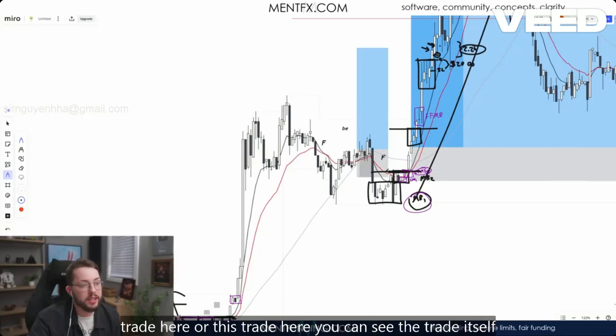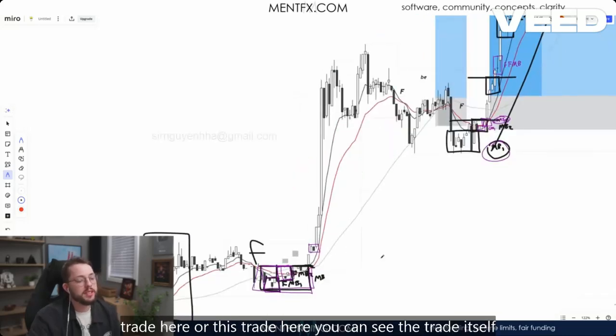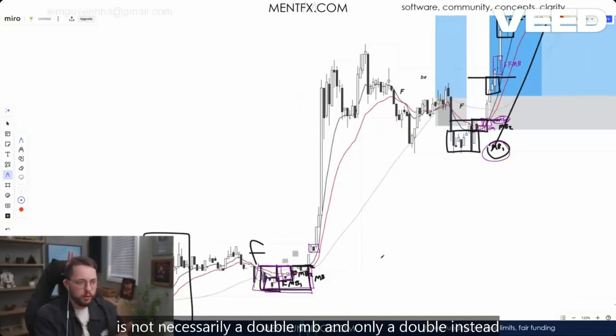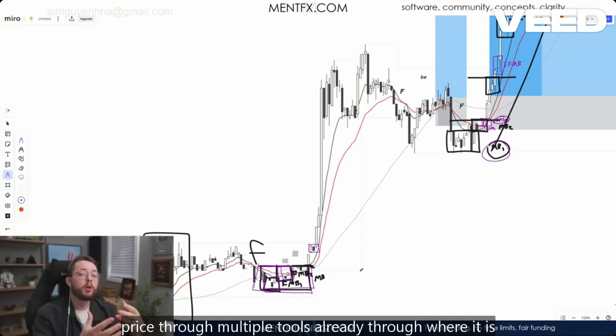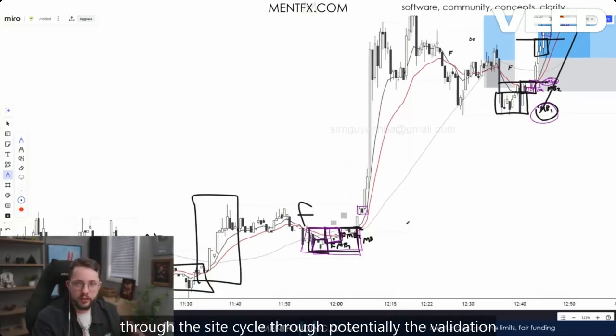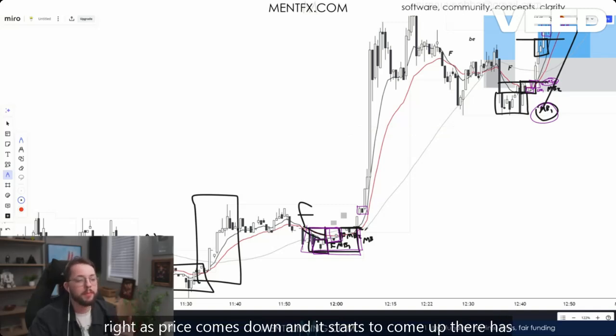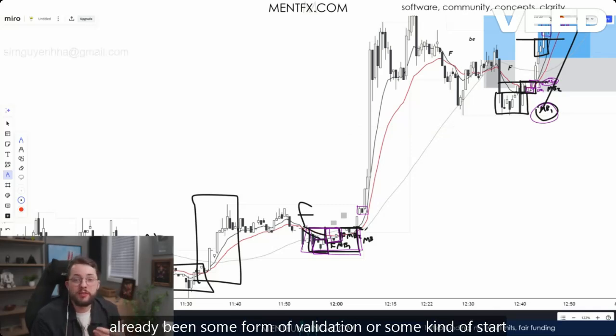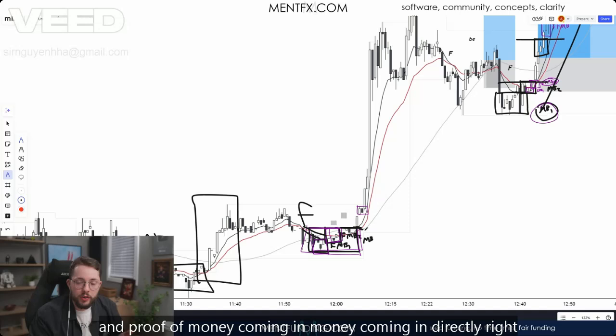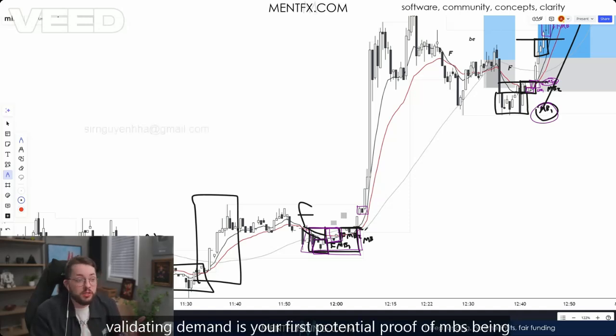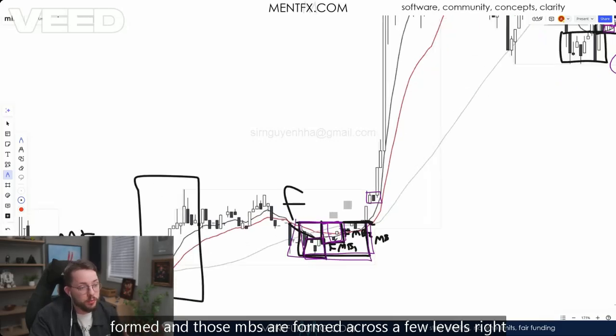But when I'm entering, let's say this trade here or this trade here, you can see the trade itself is not necessarily a double MB. Instead, price, through multiple tools already, through where it is, through the cycle, through potentially the validation time frame, and through the moving averages specifically, as price comes down and then starts to come up, there has already been some form of validation or some kind of start and proof of money coming in. Money coming in directly, validating demand, is your first potential proof of MBs being formed.